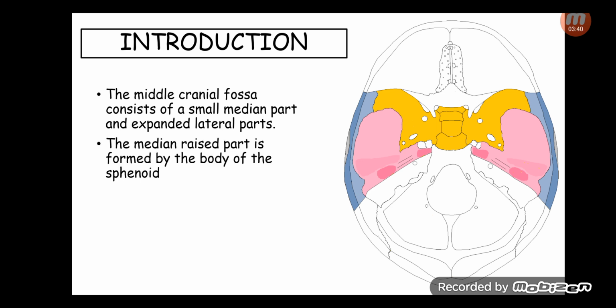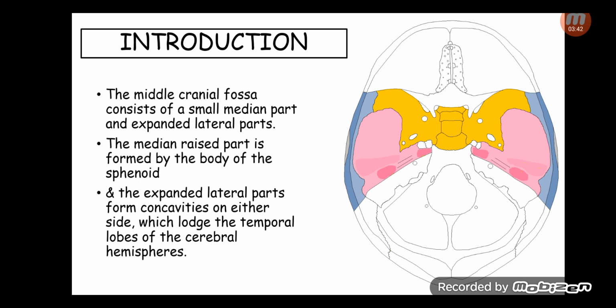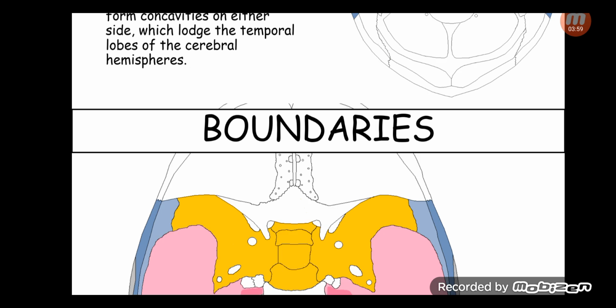The median raised part is formed by the body of sphenoid, and the expanded lateral parts of the middle cranial fossa are formed by greater wing of sphenoid bone and temporal bone parts. It lodges the temporal lobes of cerebral hemisphere.